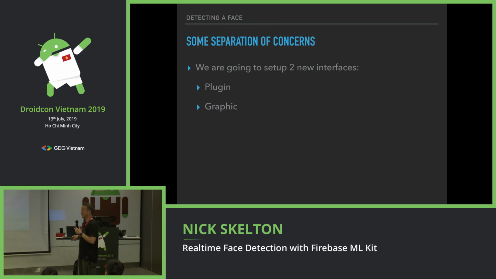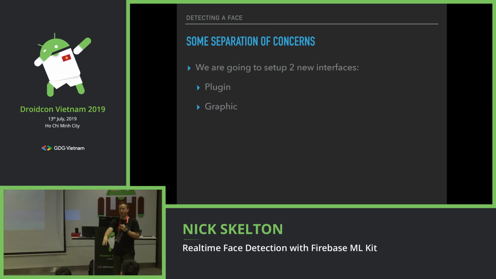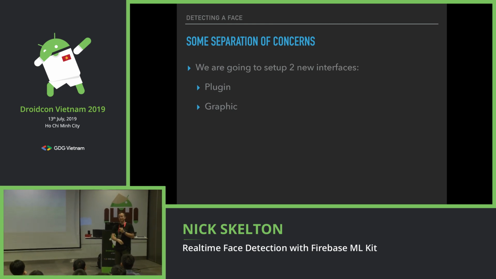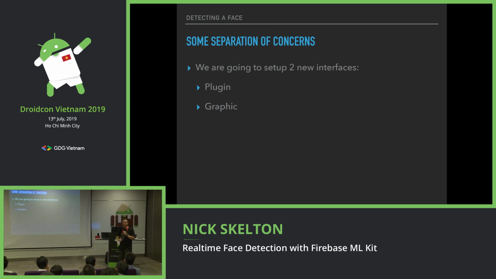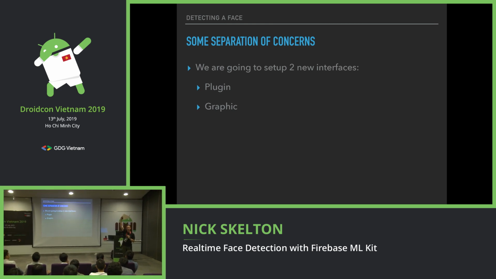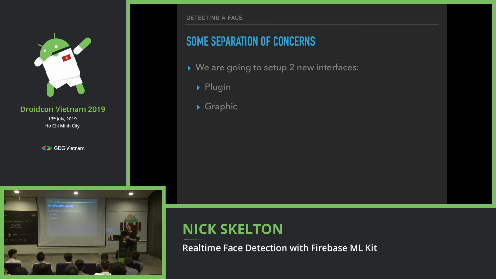So let's talk about how we're going to do this. It sounds simple. We've got a bitmap. We're going to give it to Firebase. It's going to give us some faces, and then we're going to draw a bitmap. Sounds pretty easy. And when I started to do this, I just put it all into my activity. Architecture, who cares? Just get it working.